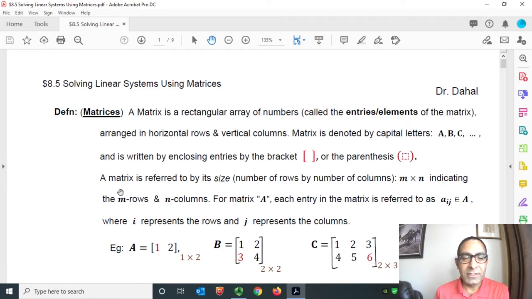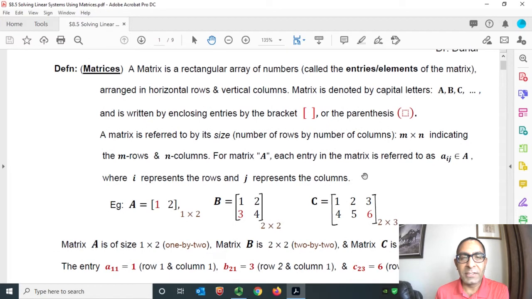A matrix is referred to by its size. For example, size m by n indicates that m is the number of rows and n is the number of columns. For matrix A, each entry in the matrix is referred to as little a_ij in A, where i represents the row and j represents the column.